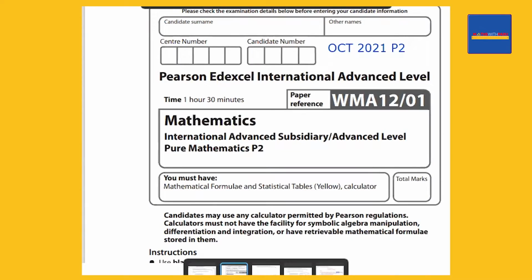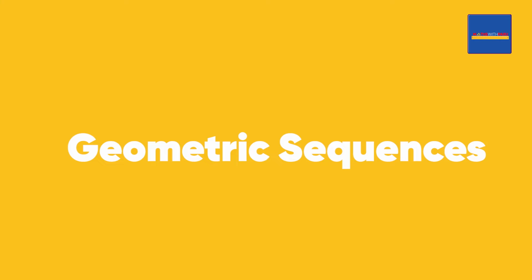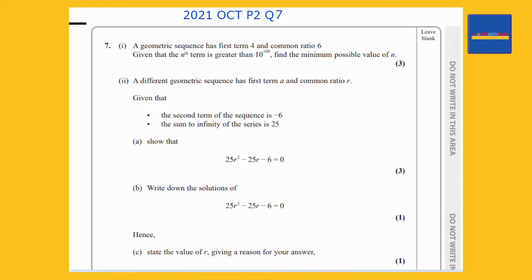In this video, I shall be discussing a question from the October 2021 Pure Mathematics 2 examination paper, and it's question 7, which is based on geometric sequences. Here we go. Let's start with the first part of the question.